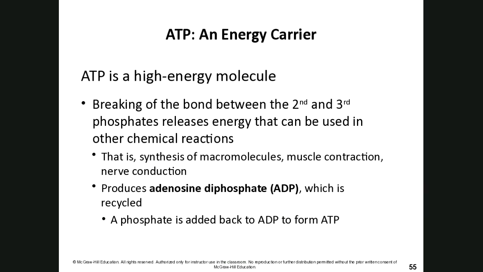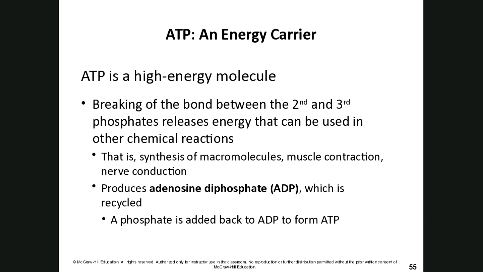When we break the bond between that second and that third phosphate, there is a tremendous amount of energy that's released. And that tremendous amount of energy is what we use to power muscle contractions, make macromolecules, have nerve conduction take place, and power the sodium-potassium pump, which is vitally important in your nervous system. So now we have this explosion of energy that's taking place, and now we're not left with ATP, we're left with ADP.